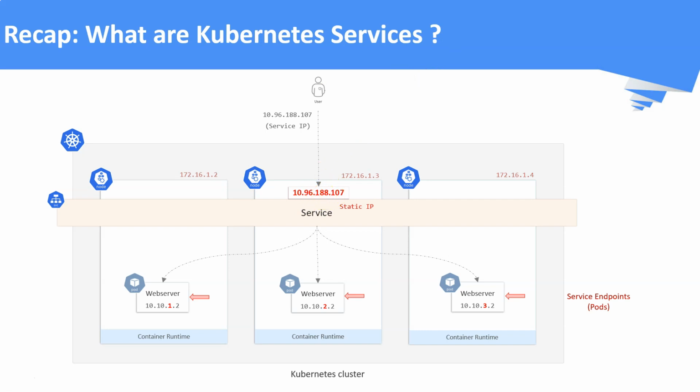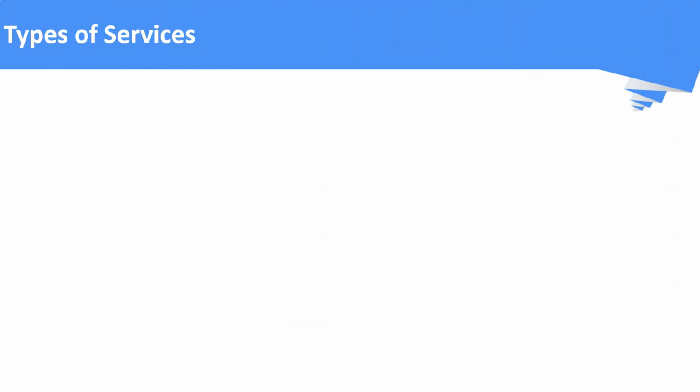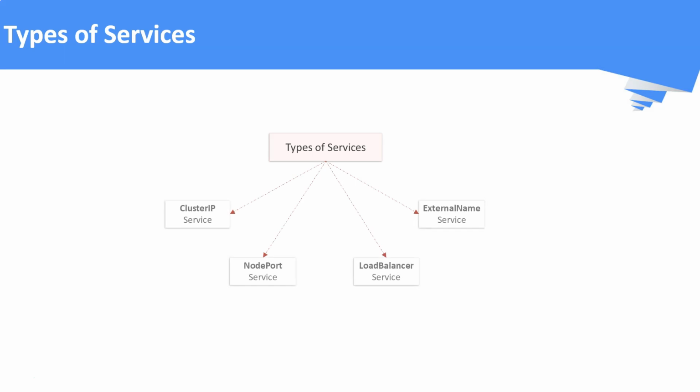Now we will discuss the different types of Kubernetes services. There are basically 4 types of services available in Kubernetes. They are ClusterIP Service, NodePort Service, LoadBalancer Service, and ExternalName Service. We will discuss these services one by one.